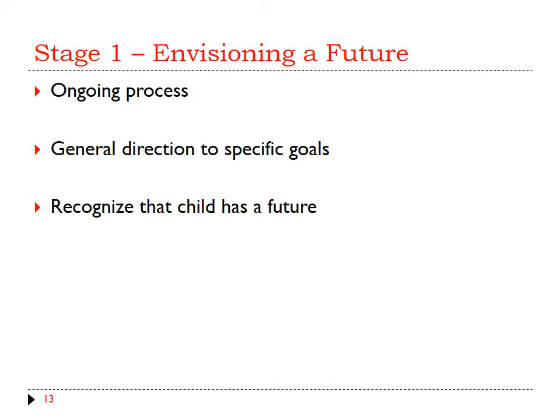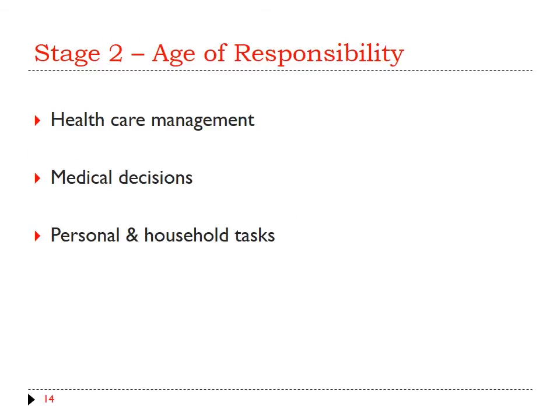Envisioning a future is a critical first step in the long-term process of transition. This stage starts at the time of diagnosis and continues through early adolescence. Envisioning a future recognizes that the child will become an adult and the importance of transition preparation. During the age of responsibility, a child should receive steadily increasing levels of responsibility for their own healthcare management, medical decisions, and household tasks.